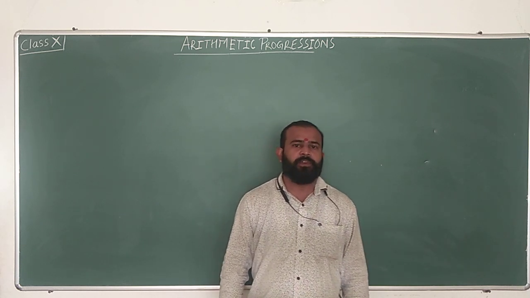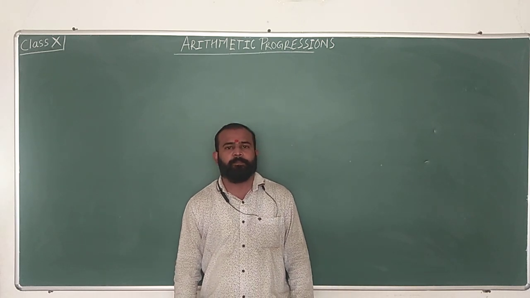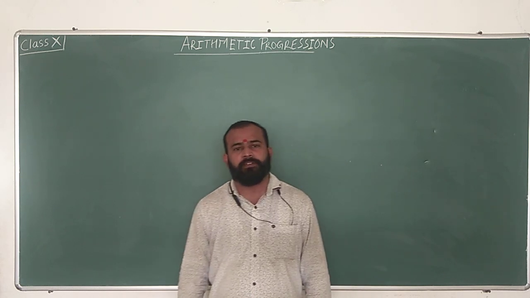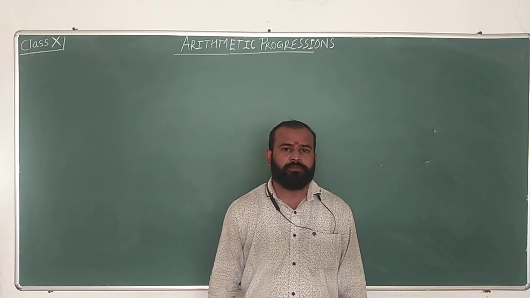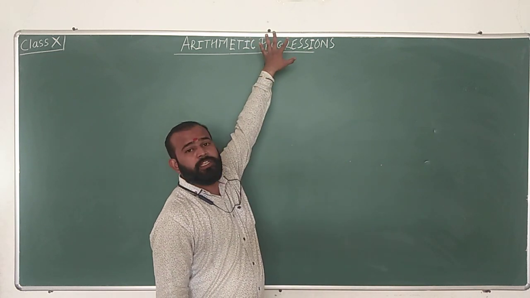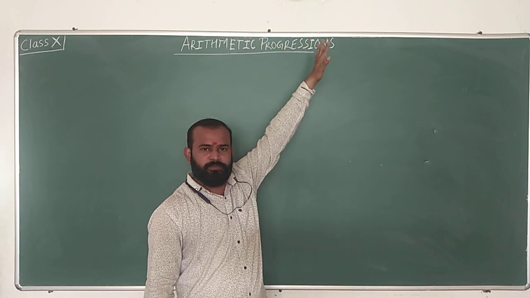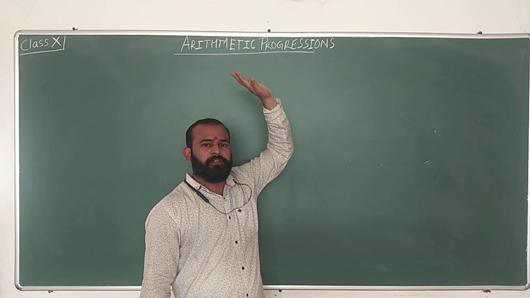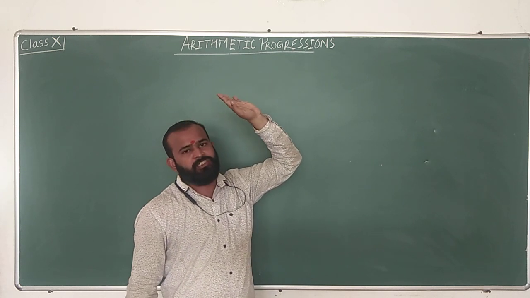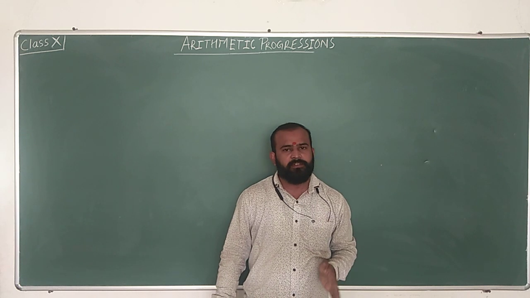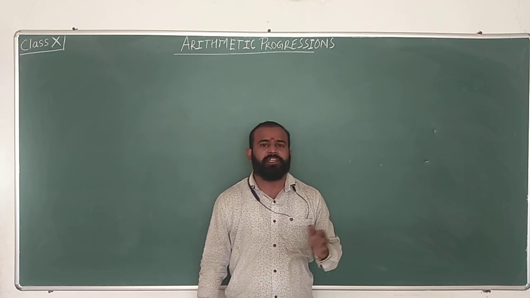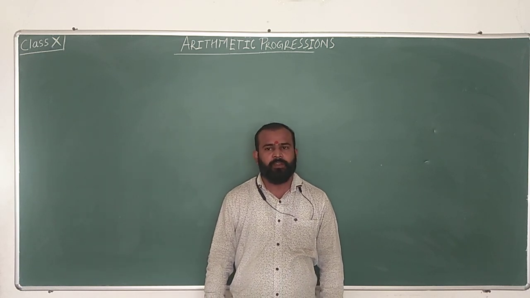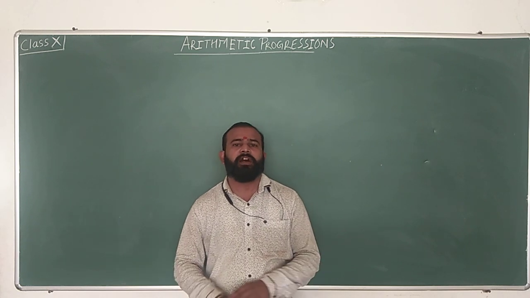We have finished up till now quadratic equation and linear equation in two variables. These two lessons will be very much used in this lesson, arithmetic progression. So whenever some problems will come which depend upon the lessons that I have told you, those two lessons are very important, that is quadratic equation and also linear equation in two variables. So now let's start with arithmetic progression.